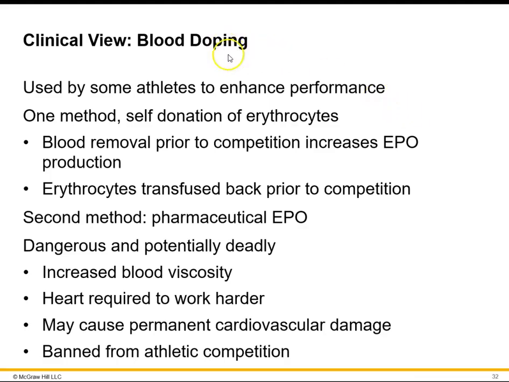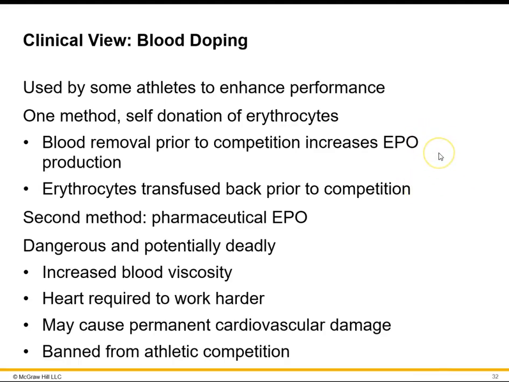Okay, a little bit about blood doping. What is blood doping? Well, that's where you increase the number of red blood cells that you have so that you can carry more oxygen and, in theory, perform better as an athlete. There's a couple of different methods that are used in order to do blood doping. One method is self-donation of red blood cells. And this has a two-pronged effect.